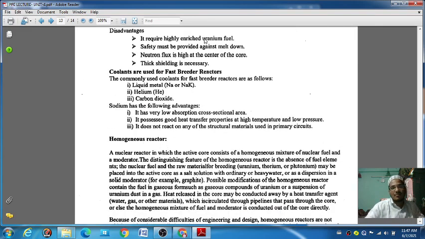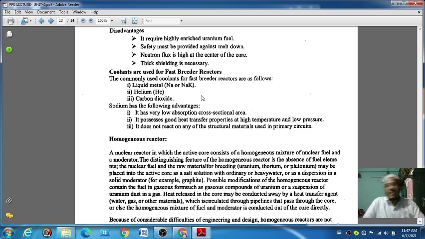So this is one disadvantage. Safety must be provided against meltdown. Whenever a melt condition occurs, we have to see whether the safety is good or not. Neutron flux is high at the center of the core. That is a big disadvantage. Thick shielding is necessary because it may melt out from the core.